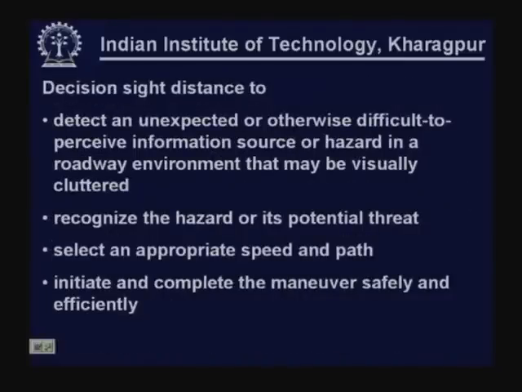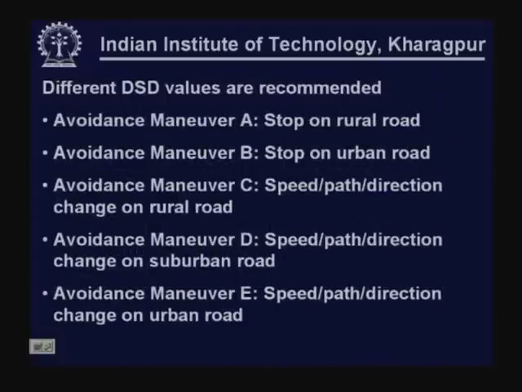So, decision sight distance should be adequate to detect an unexpected or otherwise difficult to perceive information source or hazard that may be visually cluttered, to recognize the hazard and its potential threat, and to initiate and complete the maneuver safely and efficiently. Considering all this, AASHTO suggests DSD values for different avoidance maneuvers A to E. A is stop on rural road, B is stop on urban road, C is speed, path, direction change on rural road. Avoidance maneuver D is speed, path, direction change on suburban road. Avoidance maneuver E is speed, path, direction change on urban road.